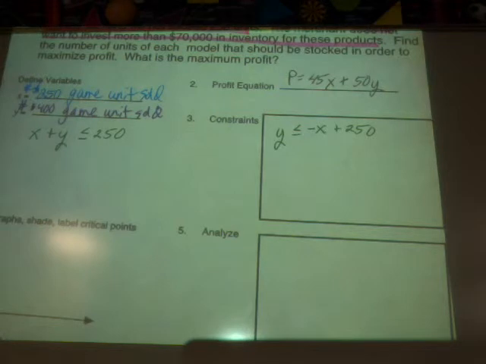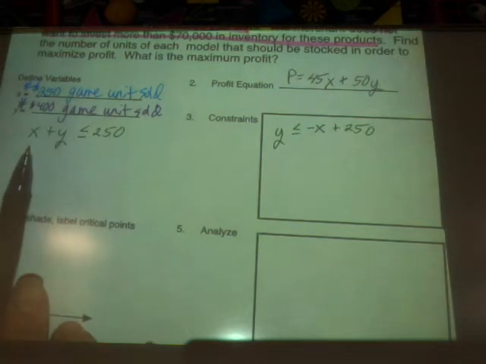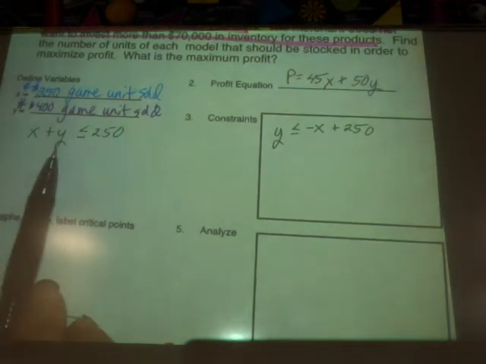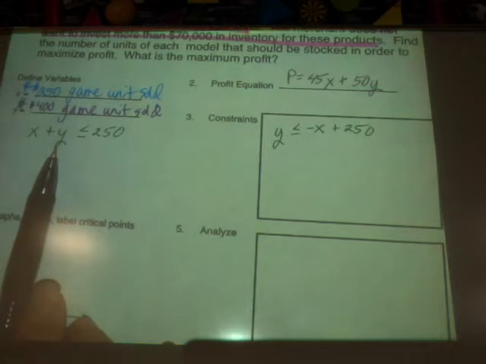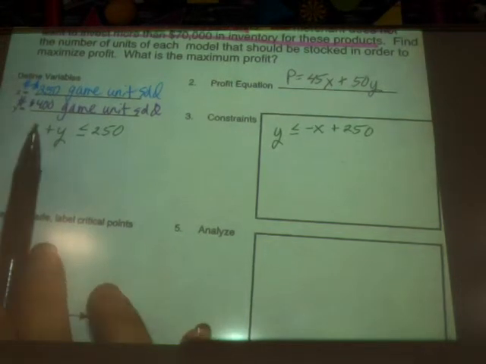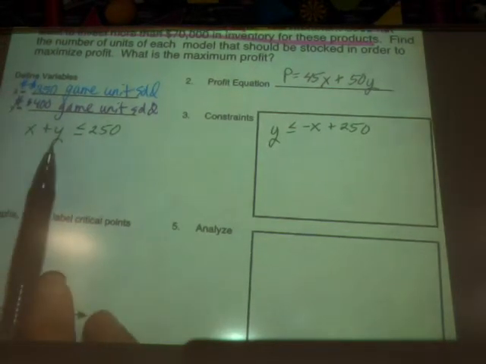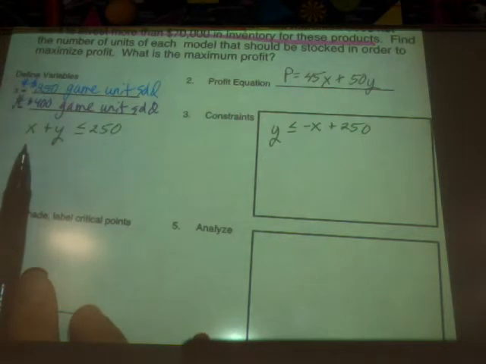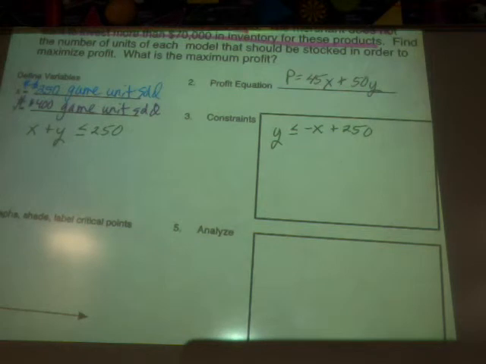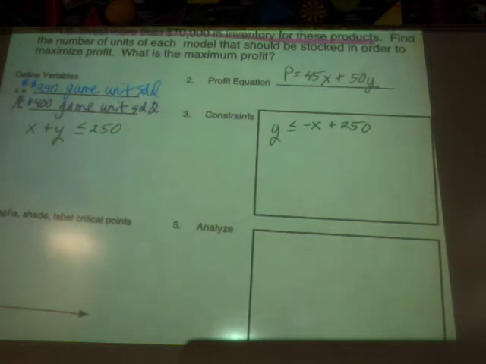Because essentially I could sell no $250 units and I could sell no more than 250 of the $400 units, right? Or I can sell no $400 units and sell 250 of the $250 units. Does that make sense? Or somewhere in between. And that's what that line is going to show us. So it's going to hit the y-axis at 250 and the x-axis at 250. And it's going to go in a negative direction.